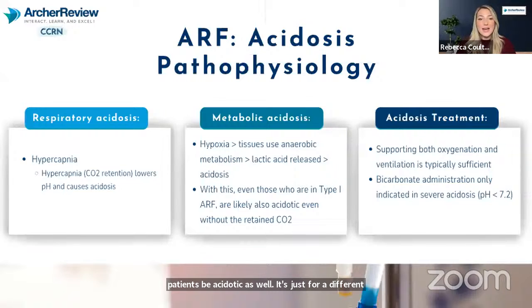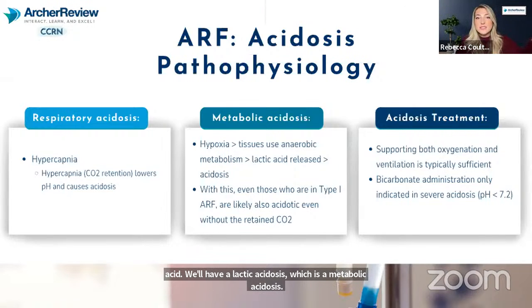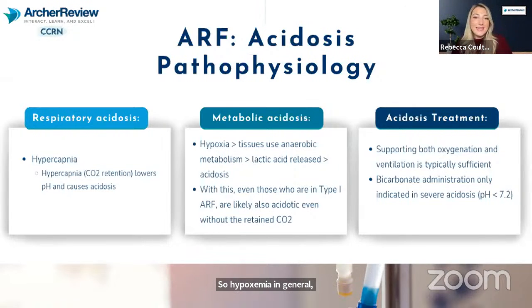That hypoxia leads to tissues going into anaerobic metabolism, so they're operating without enough oxygen. That will cause the release of a byproduct called lactic acid. We'll have a lactic acidosis, which is a metabolic acidosis. So hypoxemia in general, regardless of our CO2, if it goes on for long enough, can lead to an acidotic pH, again, regardless of our CO2.